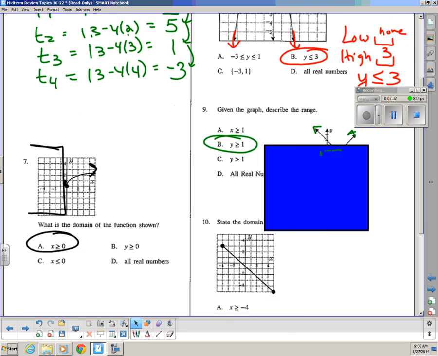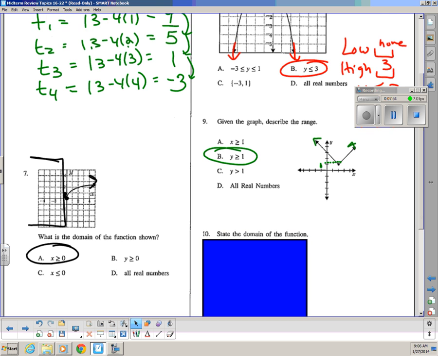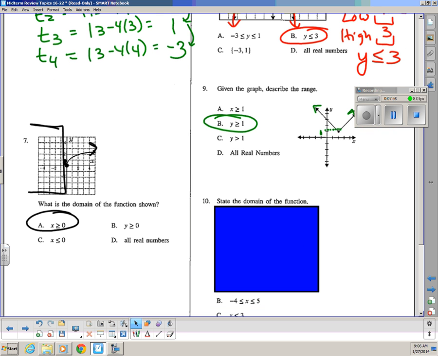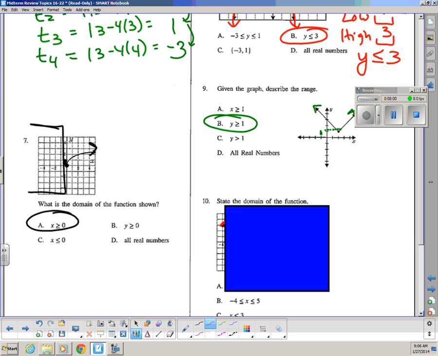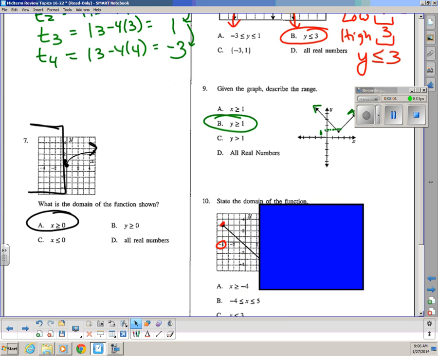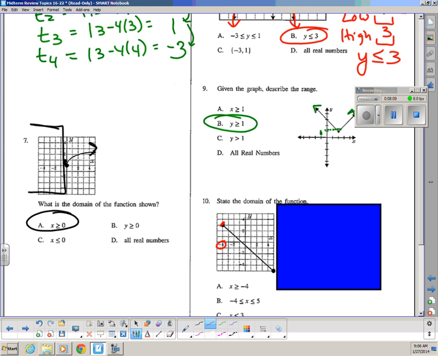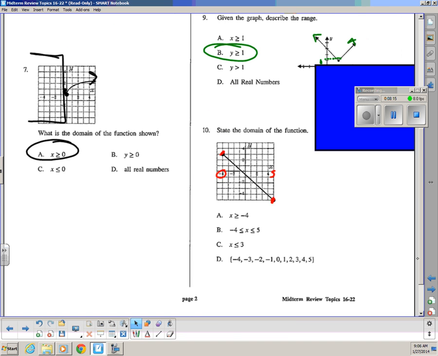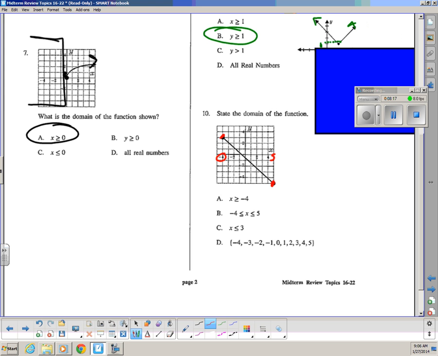Number 10, domain again. I'm going to look at my x values. I'm going to scroll across. I don't see the graph yet, and boop, here's my first point. It's at x equals negative 4. And then I'm going to scroll and scroll, and boop, I get to a stopping point. I don't have an arrow, so that x value is 5. So my x's have to be between negative 4 and 5, which is choice B.